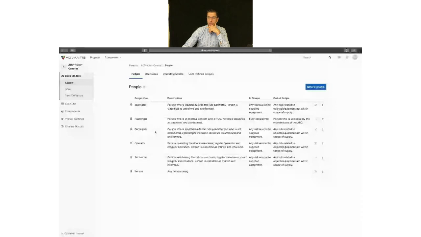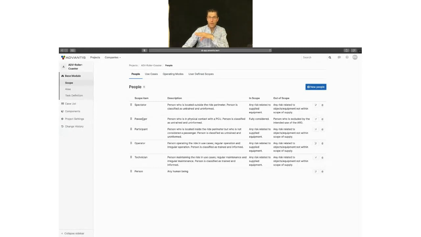The participant, that's an interesting one. That's the guy basically between the passenger and the spectator. So when I decide to go on a ride and I enter the queue line, I transition from being a spectator to being a participant. And then as I go into the ride vehicle, I transition from participant to passenger. And on the exit, same thing. Passenger becomes participant, participant becomes spectator.